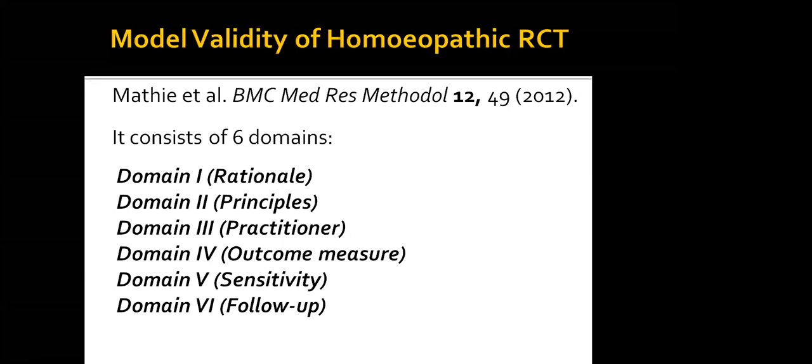Fourth is the outcome measure. Does the main outcome measure reflect the main effect expected of the intervention used? Fifth is the sensitivity. Is the main outcome measure capable of detecting change or not? And domain six is the follow-up. Is the length of follow-up for the main outcome measure appropriate to detect the intended effect or not? So this model validity of homeopathic RCTs has to be taken into consideration.